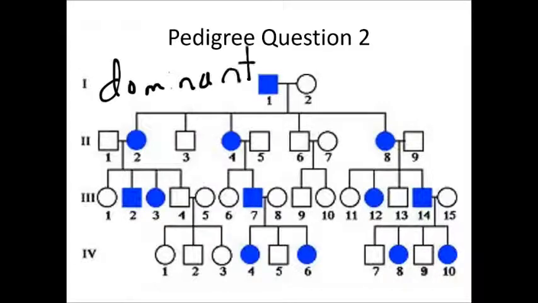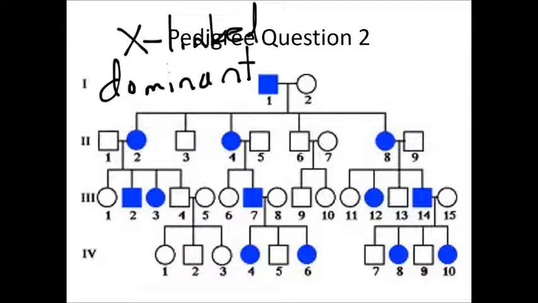The next thing we want to look at is whether men and women are affected with equal frequency. If we just go through and count, we have 1, 2, 3, 4 affected men. We have 2, 4, 6, 7, 8 affected females. So females are affected much more often than men. If that is true, typically the mode of inheritance is going to be X-linked. So we're going to say this trait is X-linked dominant.